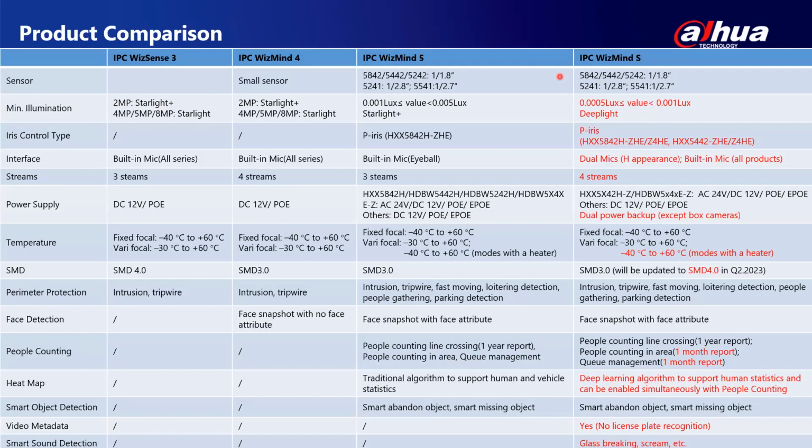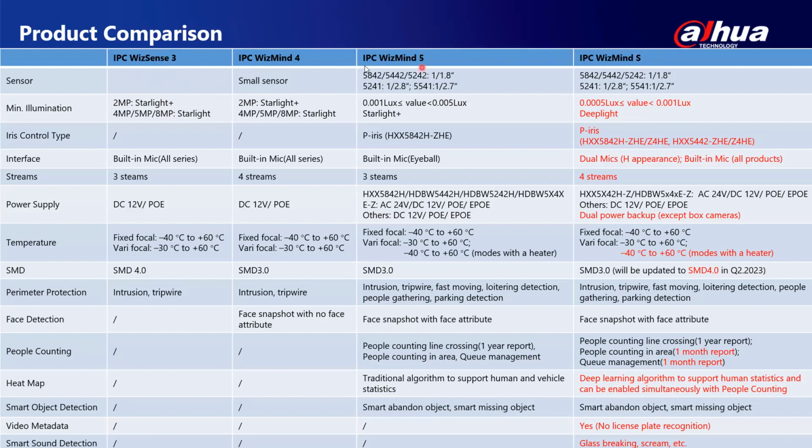So, more on the comparison between the different products. I'll share this material with you. Take a look at this comparison material. So we have the WizSense 3, WizMind 4, WizMind 5, and the WizMind S. So you can see the generational development from the WizSense to the WizMind platforms. Then you get to the WizMind S platform.